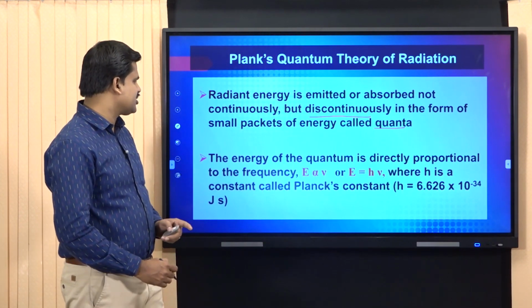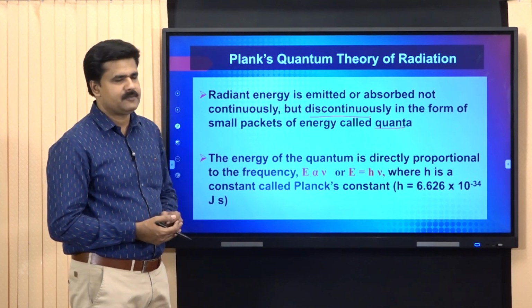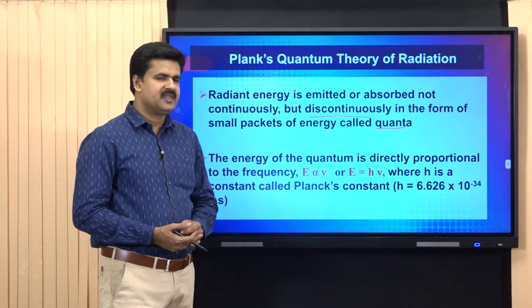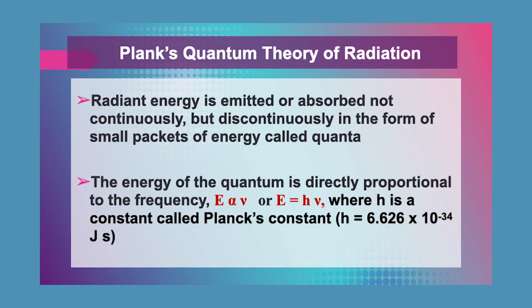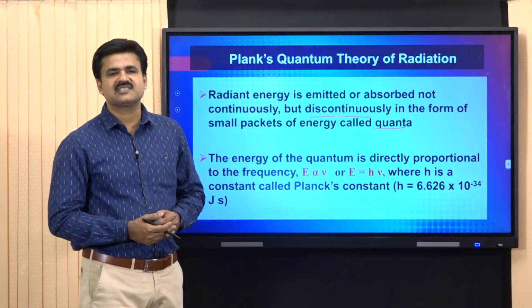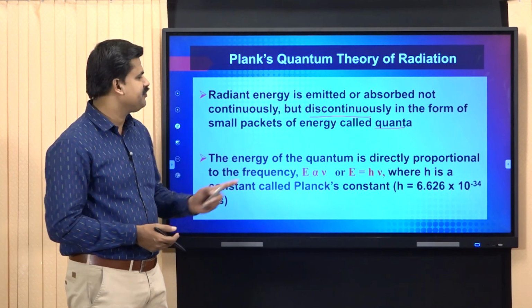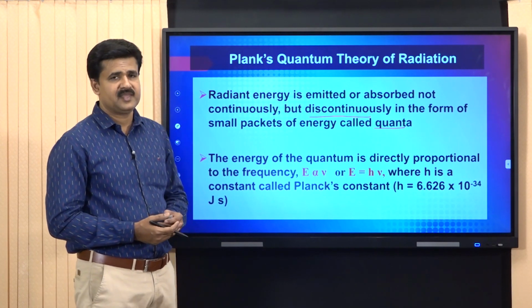In the second postulate, the energy of a quantum is mentioned. The energy of the quantum is directly proportional to the frequency, that is, E is proportional to nu. We can replace the proportionality with an equal sign by introducing a constant h, or we can write E is equal to h nu, where h is a constant called Planck's constant.